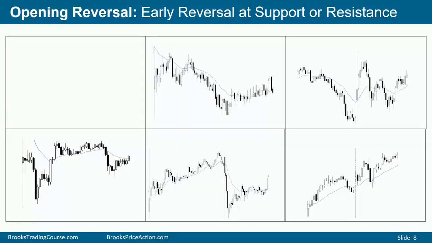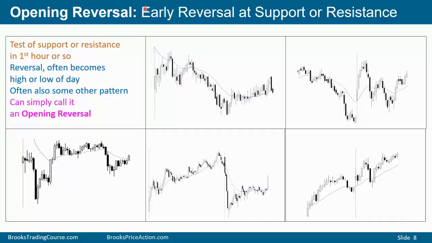If you get a strong sell-off down to support and the market reverses up, it often is the low of the day, like this, and this. If you get a strong rally on the open and it reverses down, that reversal down is an opening reversal down. The opening reversal often is some other pattern as well, like a wedge rally here, micro double top here. Sometimes it's a final flag or a lower low major trend reversal.